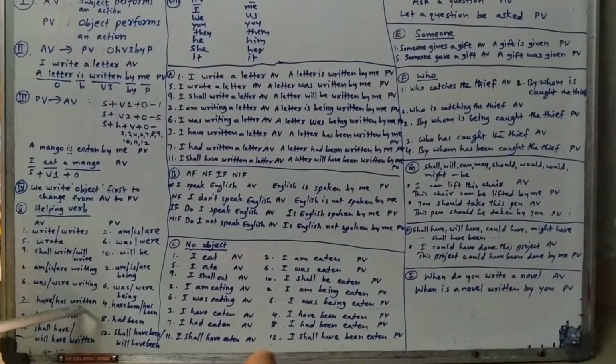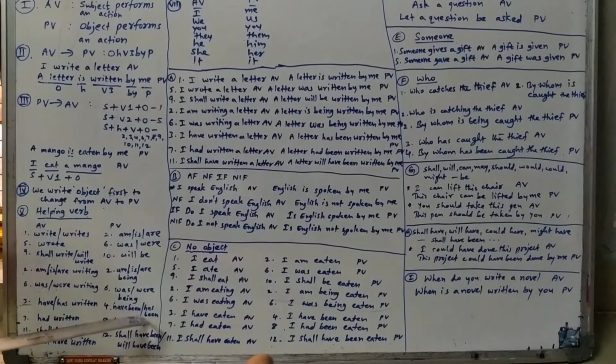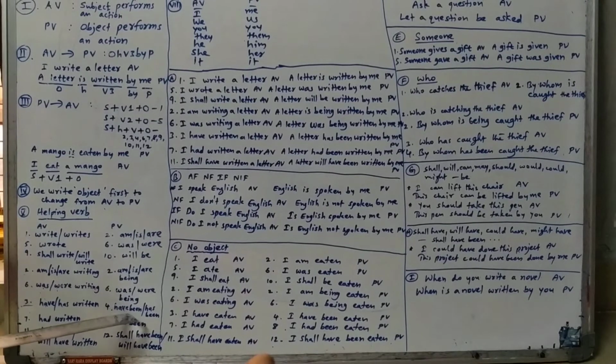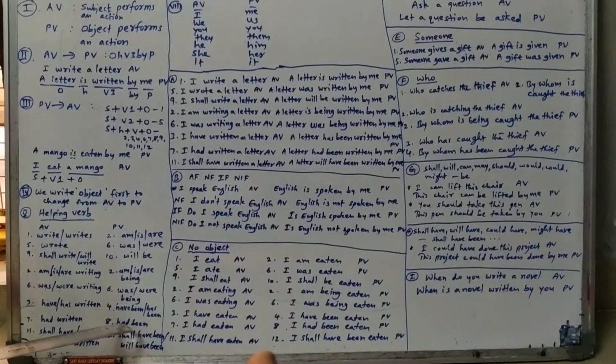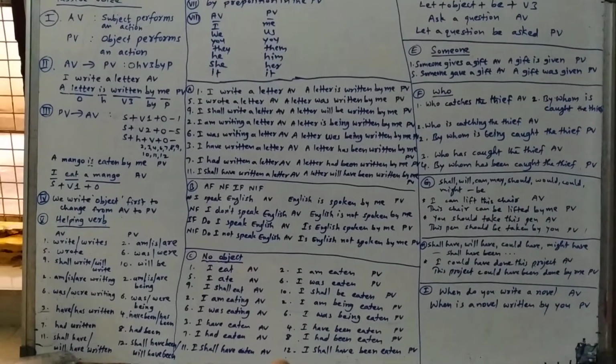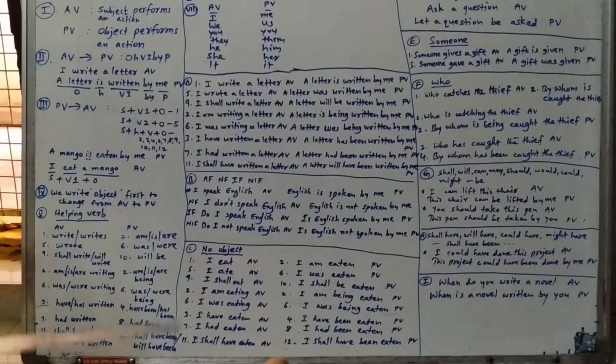Okay, have written, has written. This is the present perfect tense. Have been, has been: present perfect continuous helping verbs. Had written: past perfect. Had been: past perfect continuous helping verbs. Shall have, will have written: future perfect tense. Shall have been, will have been: future perfect continuous helping verbs.